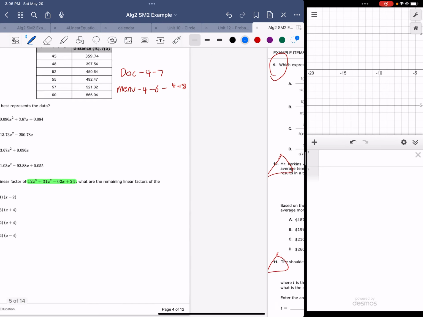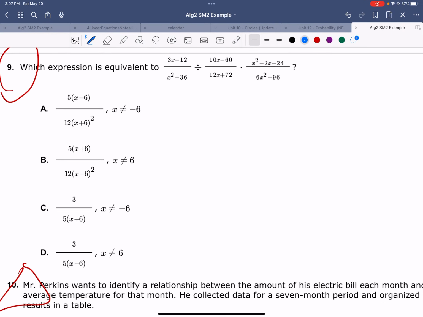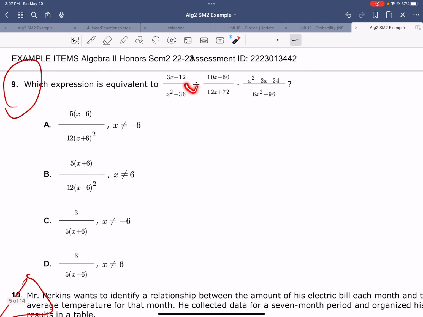So now let's do question number 9. Oh, it says which one is equivalent to this one? And remember, you cannot put divide into Desmos because it will change it to a fraction and it's going to be complicated. So what you have to do is change it to multiplication and flip this too, okay? So this is what you do.